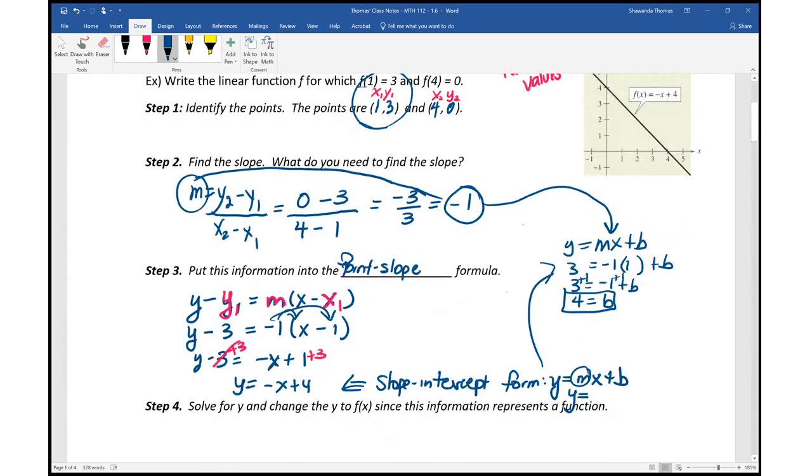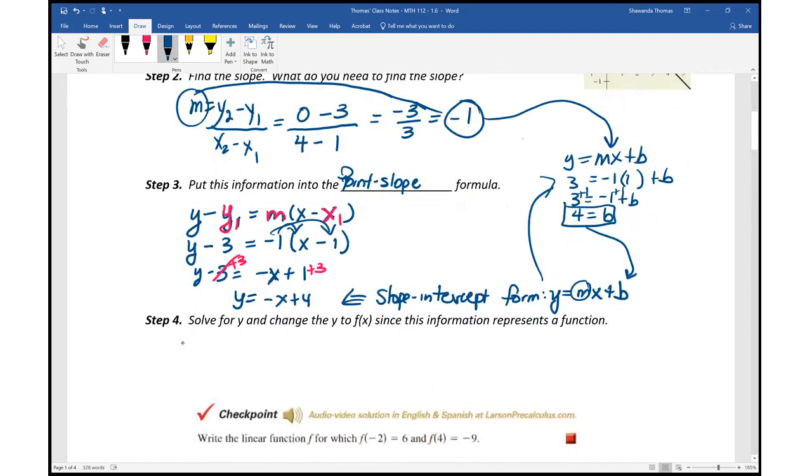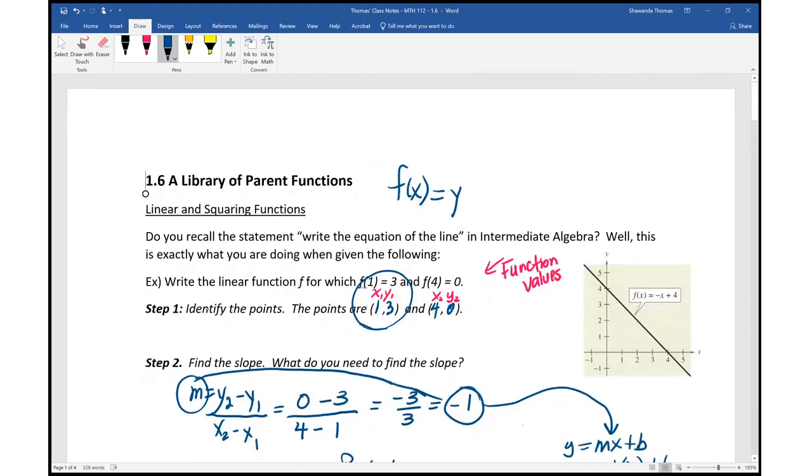So our m was -1x, and our b is 4. So we could have found this y equals -x plus 4 using the slope-intercept form and not the point-slope formula. So you decide.